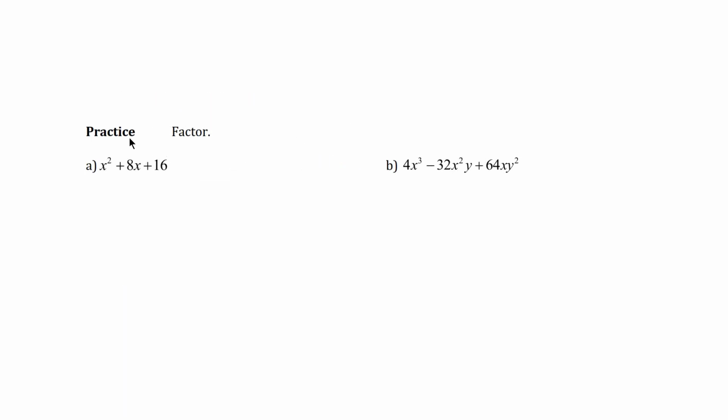Next, we have a practice problem, factor. For part A, we have the trinomial x squared plus 8x plus 16. For part B, we have 4x cubed minus 32x squared y plus 64xy squared. So go ahead and pause the video, try out this problem, and then check back with the video to see the answers.